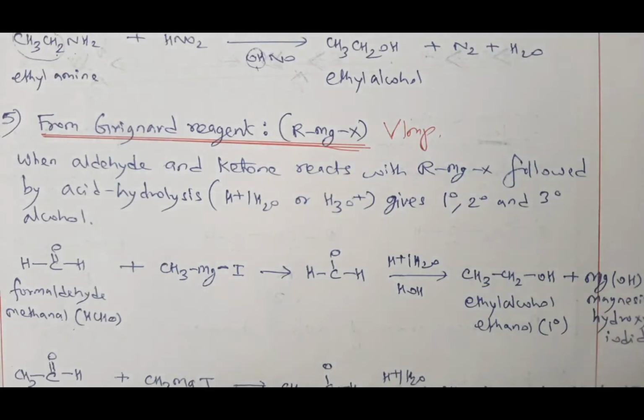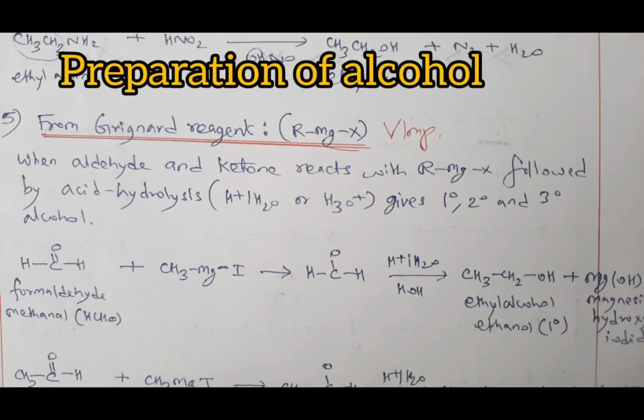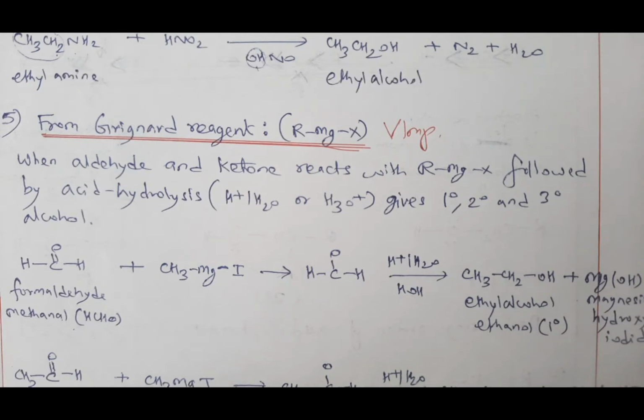Hello students, as you all know, we are doing the preparation of alcohol. So far we have finished four preparations: 1, 2, 3, 4. In 1 we prepare from alkene by 3 different methods, number 2 from alkyl halide, number 3 from reduction of carbonyl compounds, and number 4 by converting amine to alcohol. Now, which is very important.